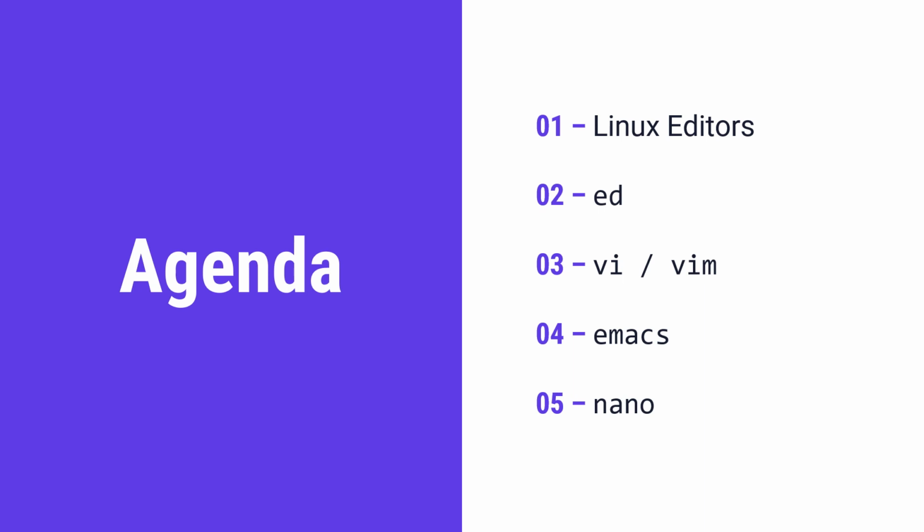So today I'm going to talk about a few general concepts related to Linux editors. We'll look at a very old editor called Ed and why it was influential. VI and Vim, one of the most popular editors for Linux. We'll take a peek at Emacs. I am by no means an Emacs expert, so I won't claim to be one, but I'll give you a quick intro to it. And then, of course, we'll talk about Nano as well, which you've probably already seen in the labs.